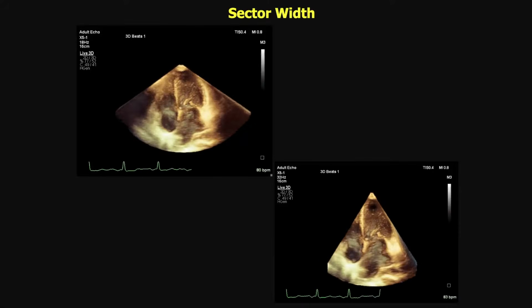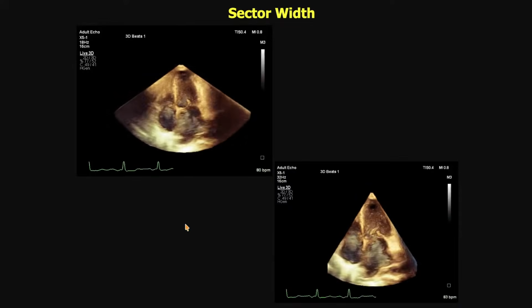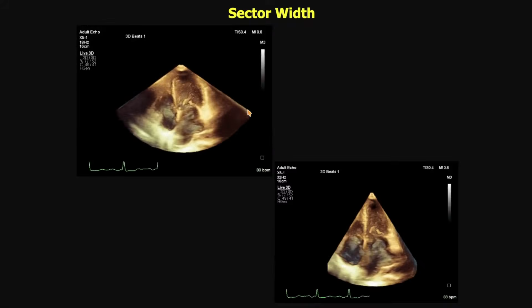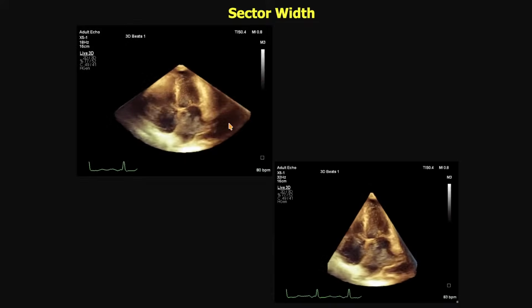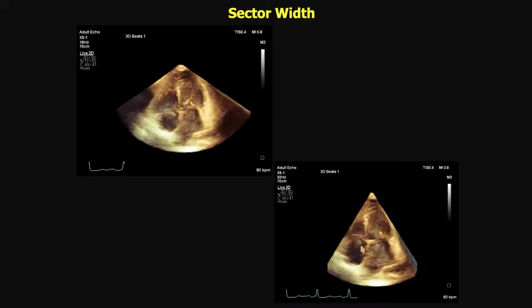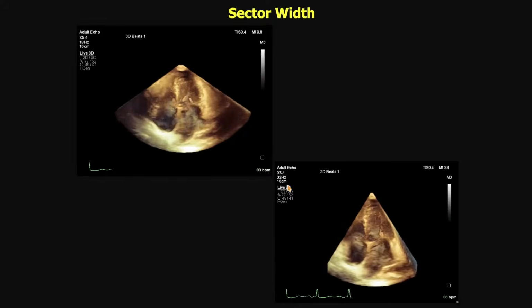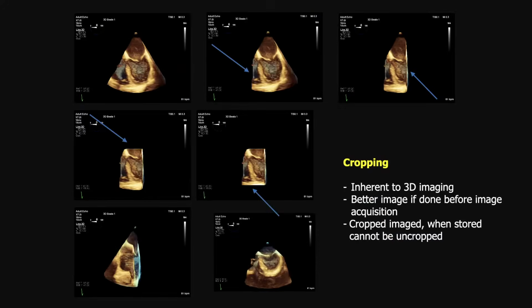When you have too wide a sector width, you're wasting space. The image on either end has no value, and you're sacrificing the quality of the image because of your carelessness. There's no value in the sides of the image where you don't get to see anything. So optimize the sector width as much as possible, and focus on the structure which you really want to see. Sector width plays a big role in getting a good volume rate.